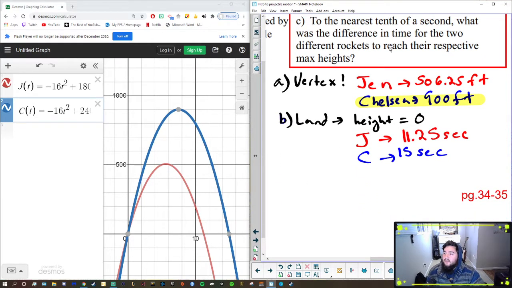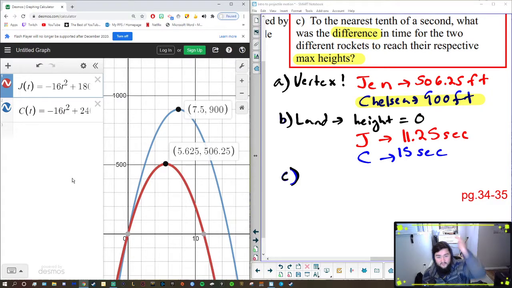To the nearest tenth of a second, what was the difference in time for the two rockets to reach their max height? So since we're now talking again about their max heights, for part C, we're focused on the vertex of the quadratic. So if I go back and look at my vertex, I have 900 and 506 like we found in part A, but we're looking at the times.